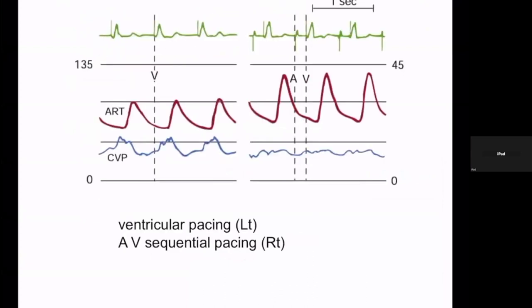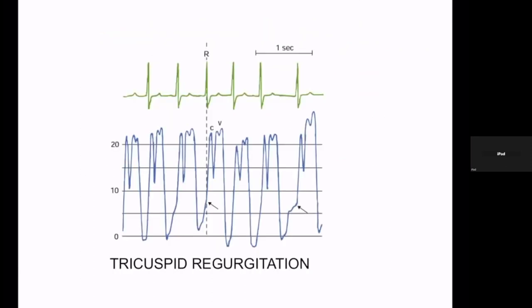Then coming to ventricular pacing, which is very much similar to AV dissociation, a big systolic A wave we can see, and which becomes a normal waveform in case of AV sequential pacing. Then coming to tricuspid regurgitation, where C and V waves coalesce with an obliteration of the X wave.